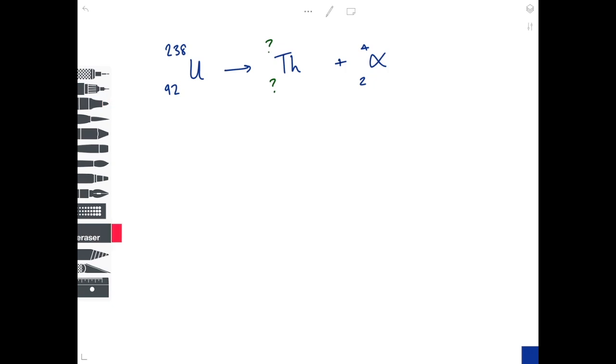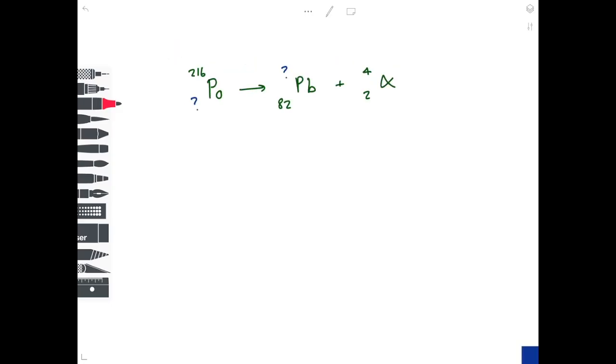Well, I've just told you that you lose 2 protons and 2 neutrons in alpha decay, which means the mass number must have therefore decreased by 4, which is why its new mass number is 234. Because you've lost 2 protons, it means that the atomic number decreases by 2 to 90, and that is your answer. In the second example, I'm after the new mass number of lead, so we've lost 2 protons, 2 neutrons again, which is why the mass number will have decreased by 4 to become 212.